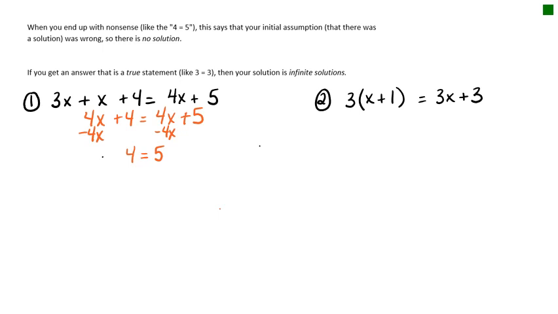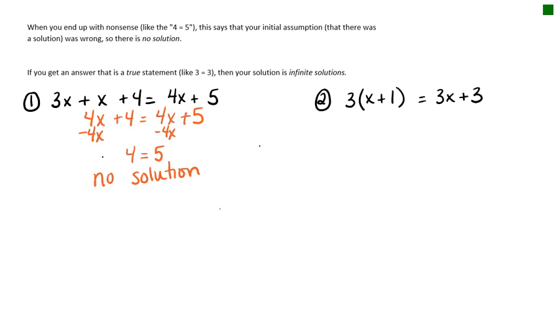So whenever you end up with what I call a nonsense solution, where you get something that isn't true, like 4 equals 5, 0 equals 9, or 12 equals negative 12, there is no solution to this equation. There is no number that, when I substitute it into both sides, will give me a correct solution. Because 4x plus 4 equals 4x plus 5 says there's no number in the world that I can add 4 to and get the same thing as adding 5. So if you get a nonsense solution, we're going to say no solution.